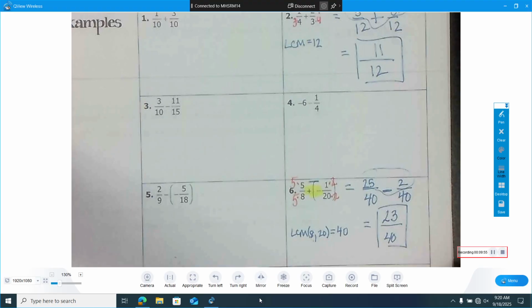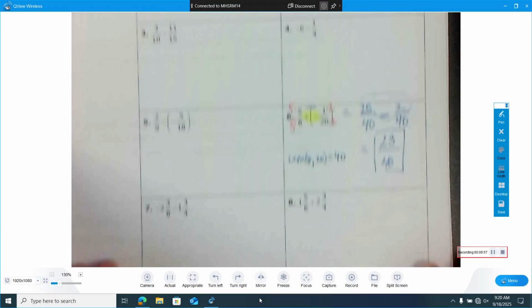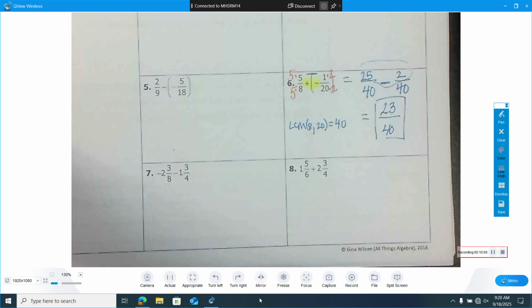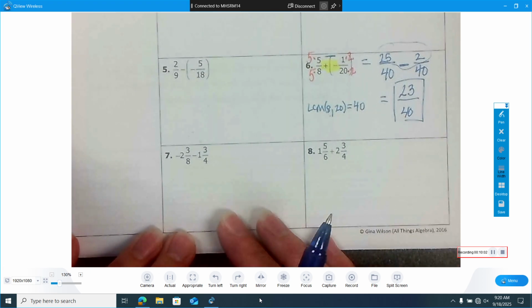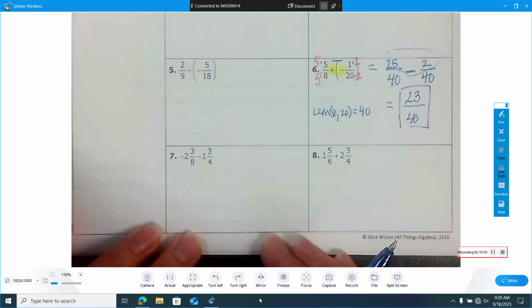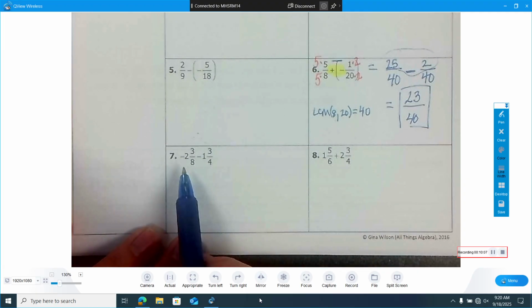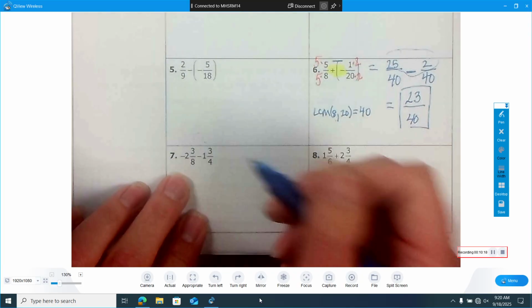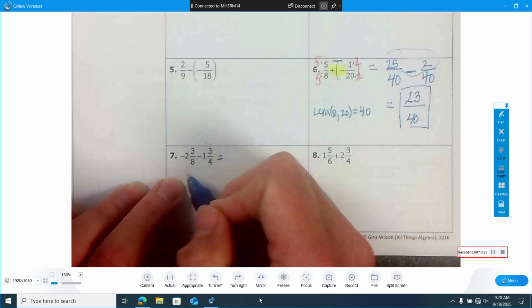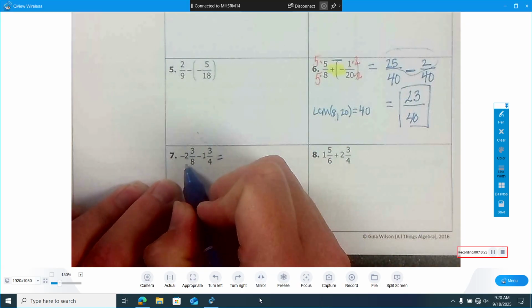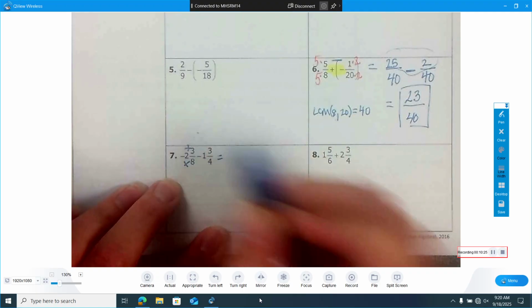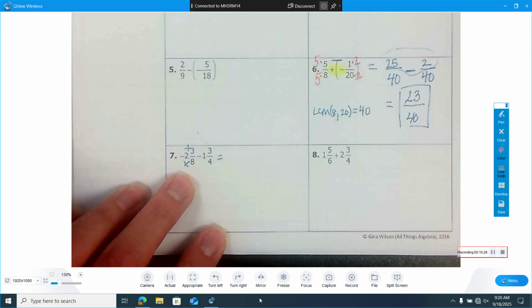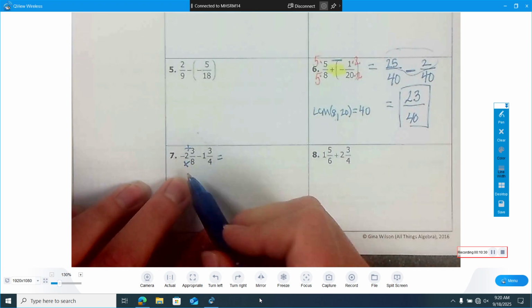Okay, questions on those two? Easy? Okay. Let's do number 7 because that has negatives. What do we have going on here? A lot of mixed numbers. What do we need to do if we see mixed numbers? Make them improper. Very good. Let's convert these to improper first. How do we do that? We multiply the denominator by the whole number, and then add in the numerator. Perfect. So multiply and add.